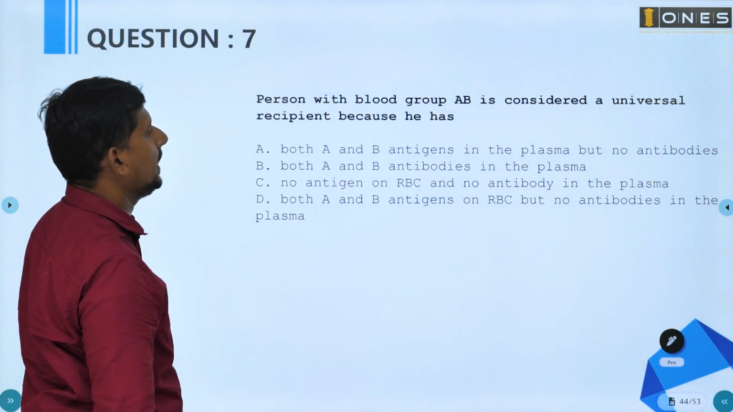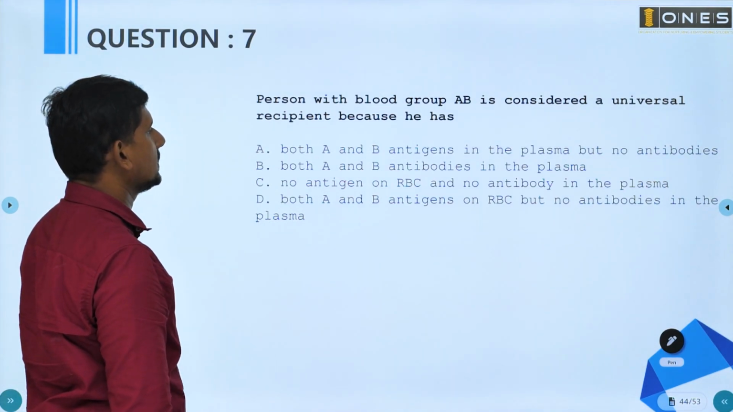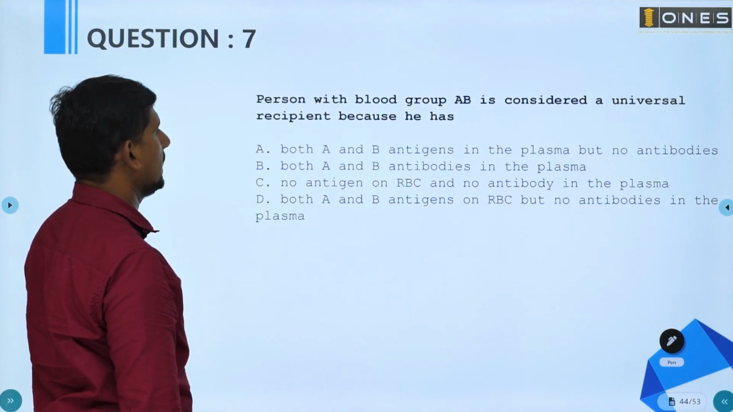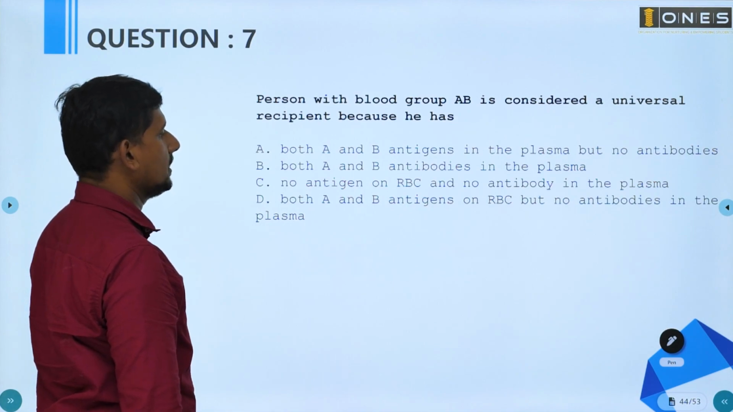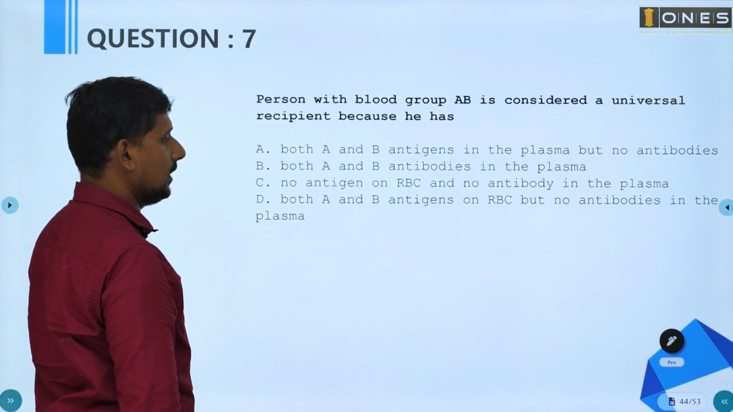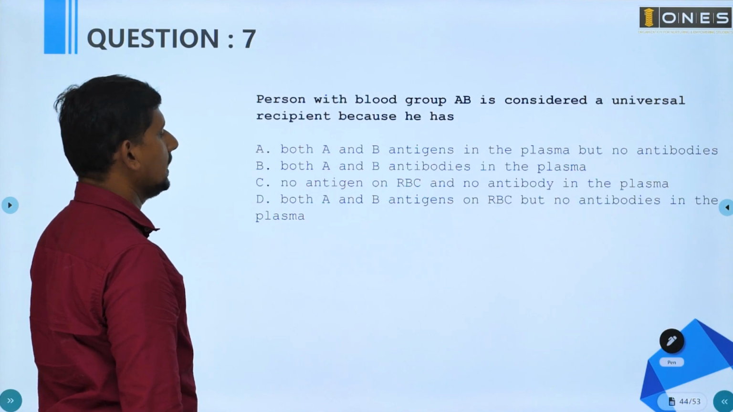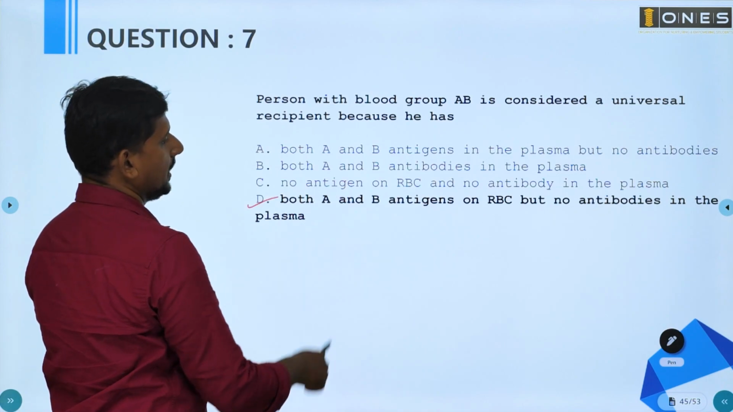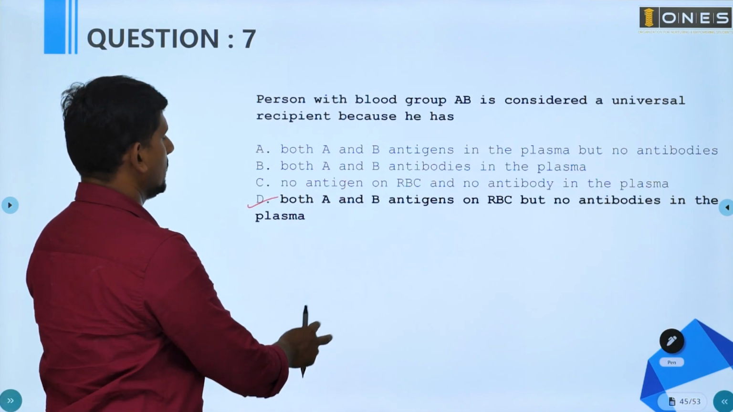A person with blood group AB is considered a universal recipient because he has: both A and B antigens in the plasma but no antibodies; both A and B antibodies in the plasma; no antigen on RBC and no antibody in plasma; or both A and B antigens on RBC but no antibodies in plasma. So the right answer is both A and B antigens on RBC but no antibodies in the plasma.